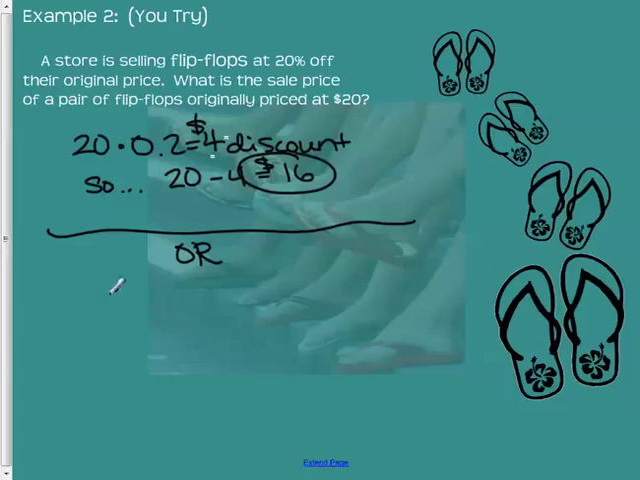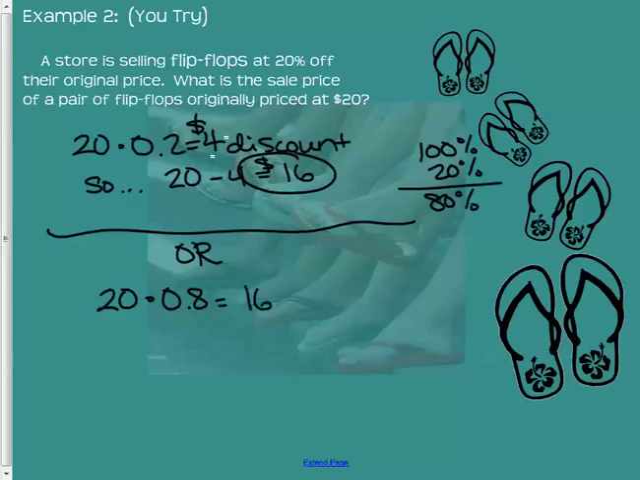Now, the other way that we could do this, which I like best, is to figure out, okay, if I pay 100% for an item and I remove my 20% discount, I'm really paying 80%. So multiply your 20 by your 80% and you get $16. Let's look at some other examples.